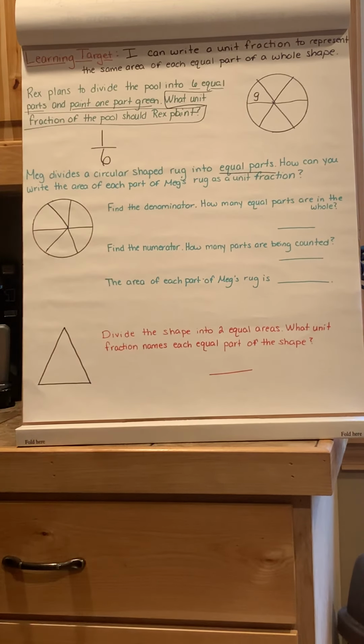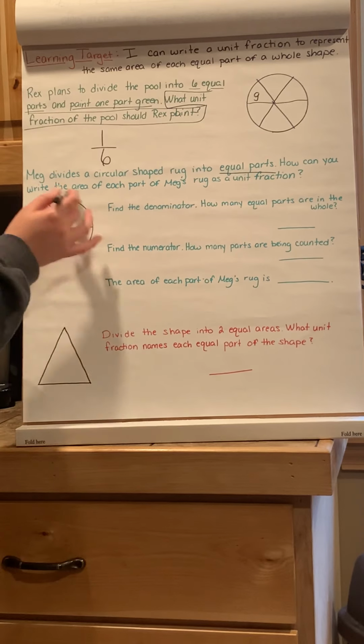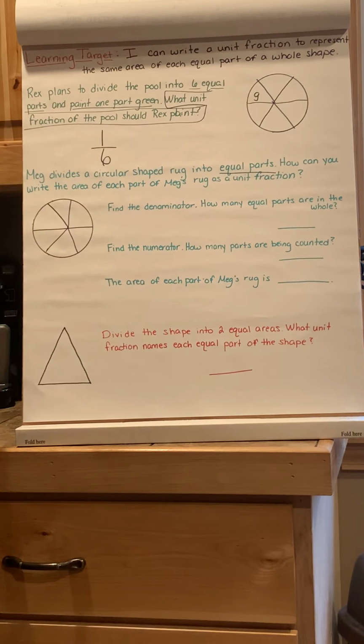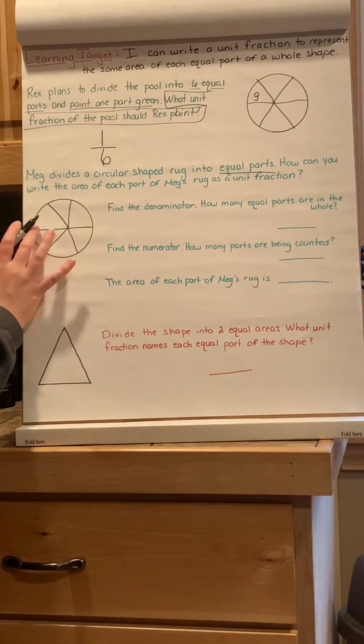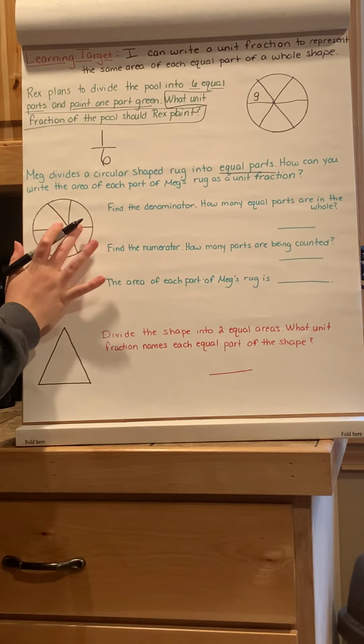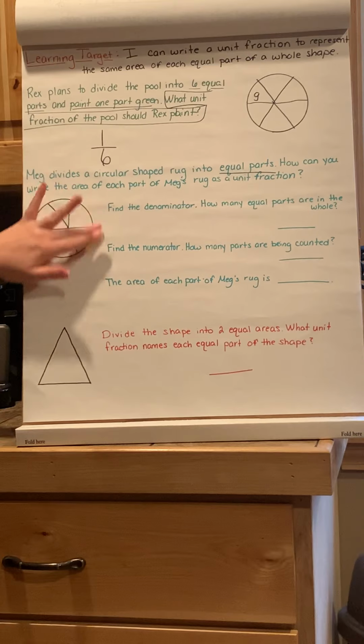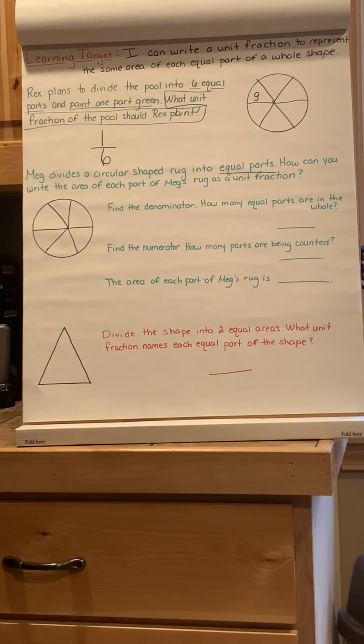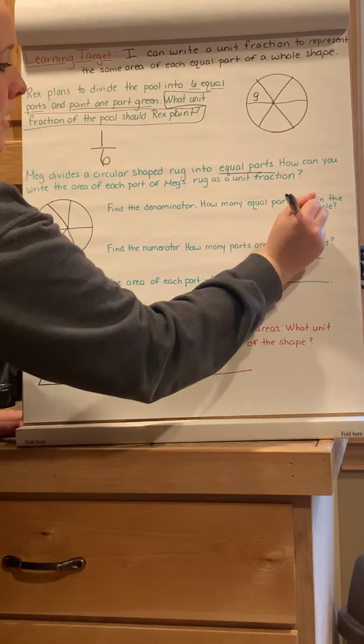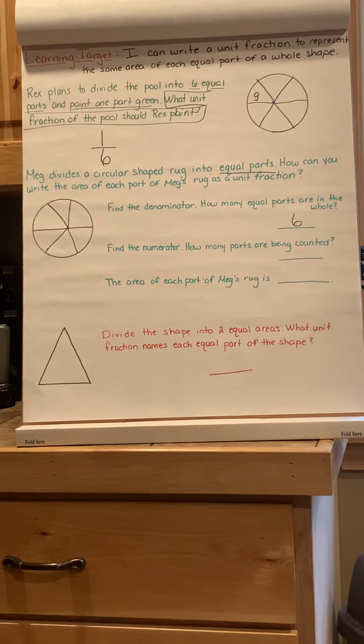So the first part is finding the denominator. How many equal parts are in the whole? So I'm going to go over to my rug. Let's pretend that Miss Baker drew this perfectly equal and count. 1, 2, 3, 4, 5, 6. So I know that my denominator is going to be 6 because my rug is split into 6 equal parts. So 6.